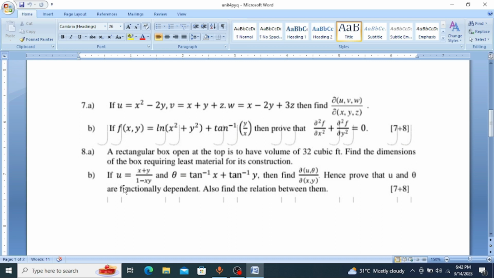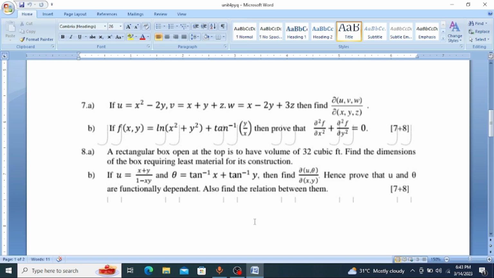The next question: if u is equal to (x plus y) by (1 minus xy) and theta is equal to tan inverse x plus tan inverse y, then find dou of (u, theta) by dou of (x, y). Hence prove that u and theta are functionally dependent. Also find the relation between them. So given u is a function and theta is also a function, you have to differentiate u and theta with respect to x and y.